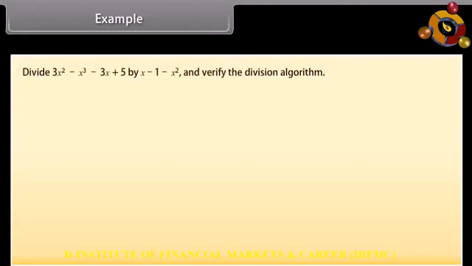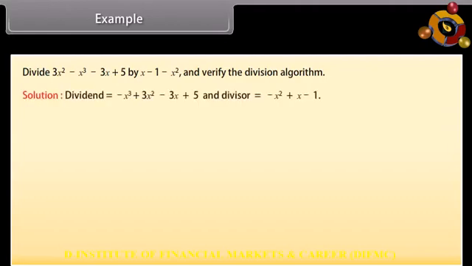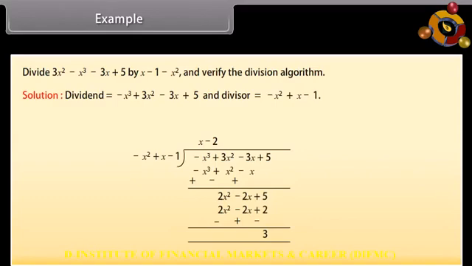Example. Divide 3x squared minus x cubed minus 3x plus 5 by x minus 1 minus x squared and verify the division algorithm. Solution. Firstly, we will write both the dividend and divisor in decreasing orders of their degrees. Dividend is minus x cubed plus 3x squared minus 3x plus 5, and divisor is equal to minus x squared plus x minus 1. By dividing, we get quotient is equal to x minus 2 and remainder is equal to 3.